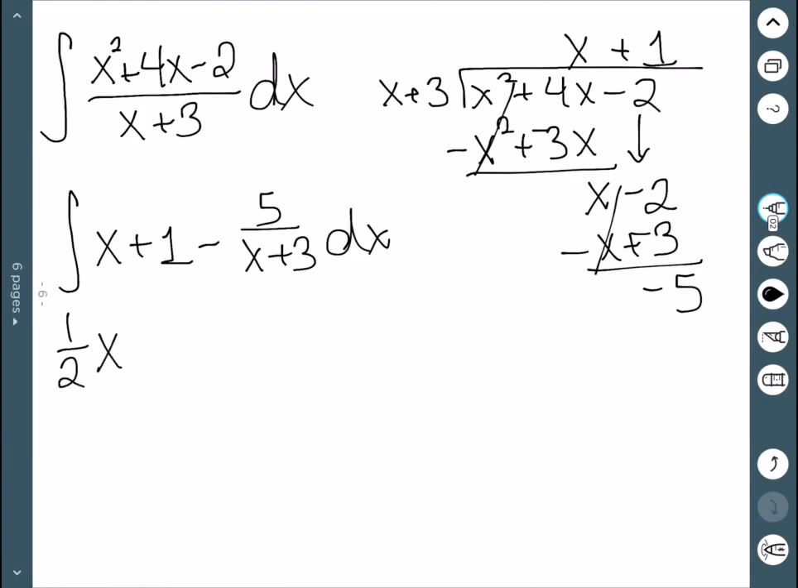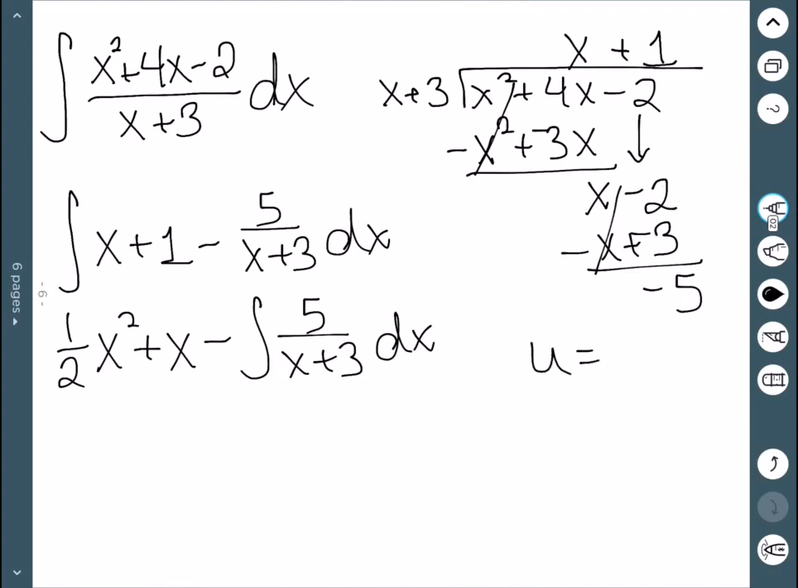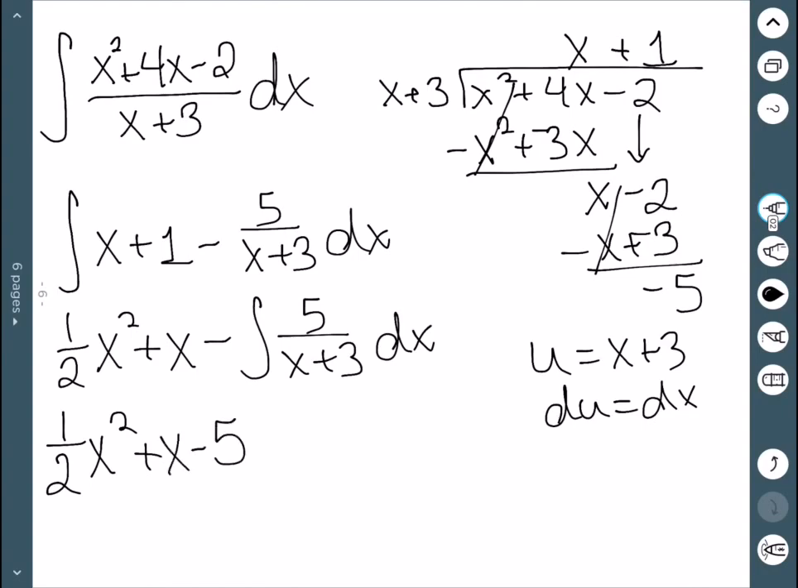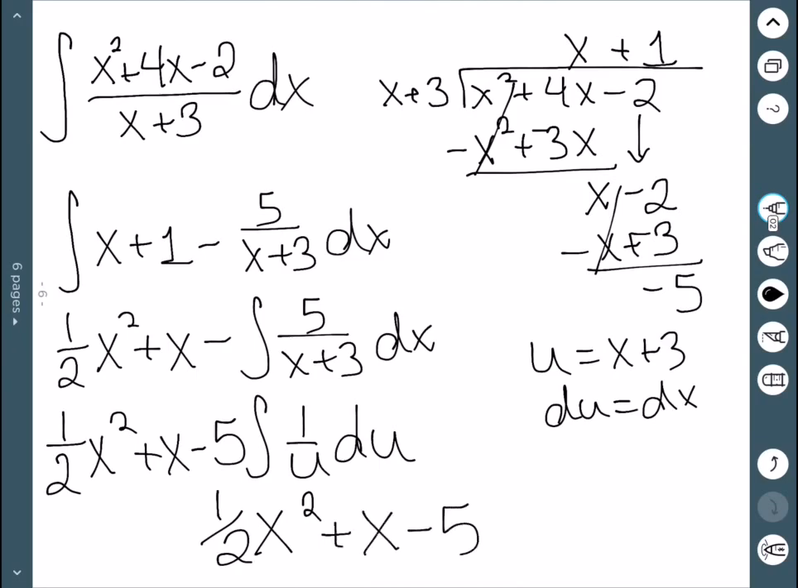I know this is 1/2 x squared plus x minus the integral of 5 over x plus 3 dx. For this last part, I can let u be equal to x plus 3, and then du is just equal to dx. This then becomes 1/2 x squared plus x minus 5 times the integral of 1 over u du, which then gives us an answer of 1/2 x squared plus x minus 5 ln of the absolute value of x plus 3, plus c.